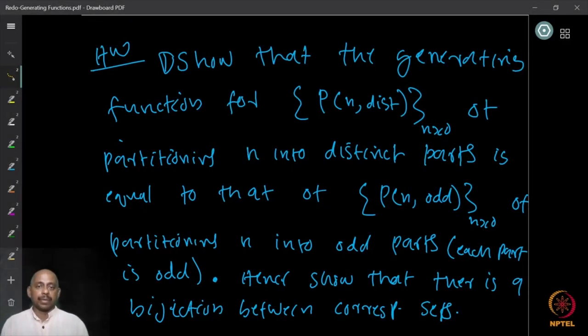Now a homework question. Show that the generating function for partitions of n into distinct parts, p(n, dist), is equal to the generating function for the number of ways of partitioning n into odd parts. Here p(n, odd) denotes the number of ways of partitioning n into odd parts, so each part is odd, and p(n, distinct) is the number of ways of partitioning n into distinct parts, so each part is distinct. And these two are identical. So this is what you want to show: the generating functions are the same. And using this, show that there is a bijection between the corresponding sets. Of course, that comes immediately once we show that the generating functions for these two are the same.